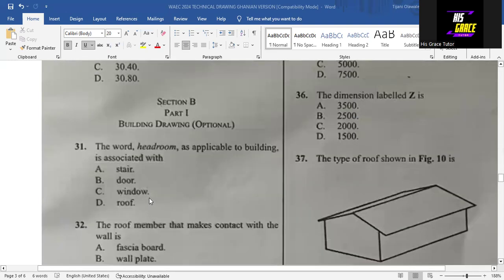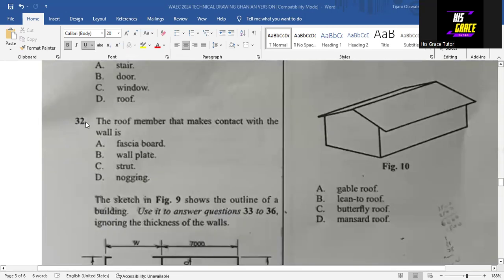Now let's go for the building part. We are done with the first 30 questions on geometrical drawing. So let's go for 31 to 40 on building drawing. So let's start with question 31 that says that the word headroom as applicable to building is associated with stair. It is associated with stair. So the answer to this question is option A.